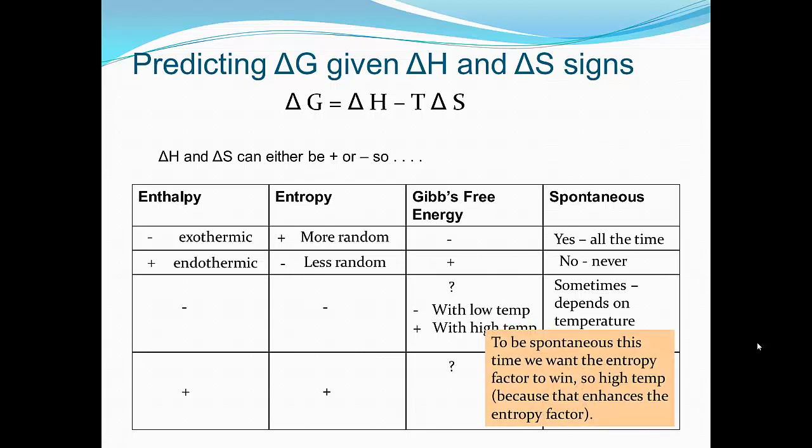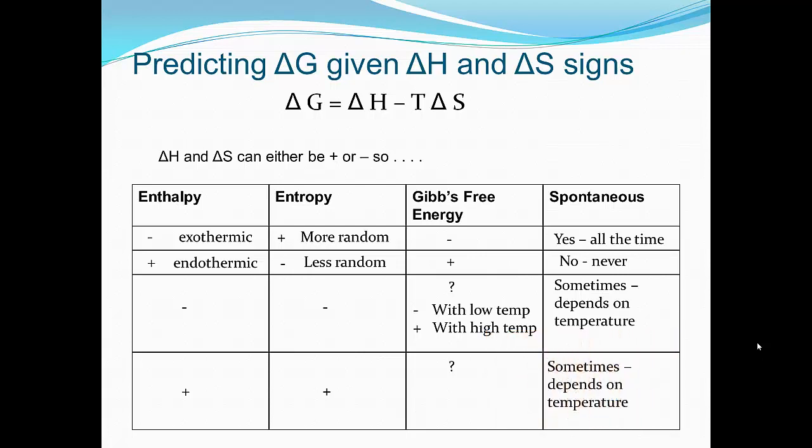So to be spontaneous this time, we want the entropy factor to win. So here, we want to keep the temperature as high as possible because that enhances the entropy factor. So this delta G will be negative with high temperature because that's when the delta S will win, and it will be positive with a low temperature because then the enthalpy factor becomes more important.